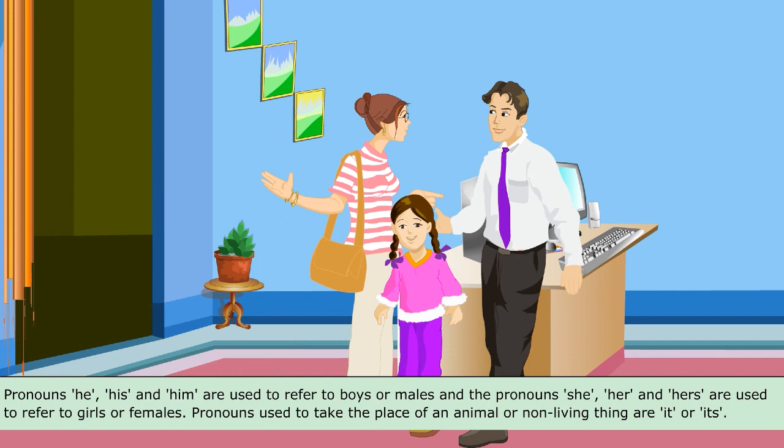He, she, her, hers, his, him, it, and its are third-person pronouns. Pronouns need to agree in gender with the noun they replace, whether male, female, or neuter.